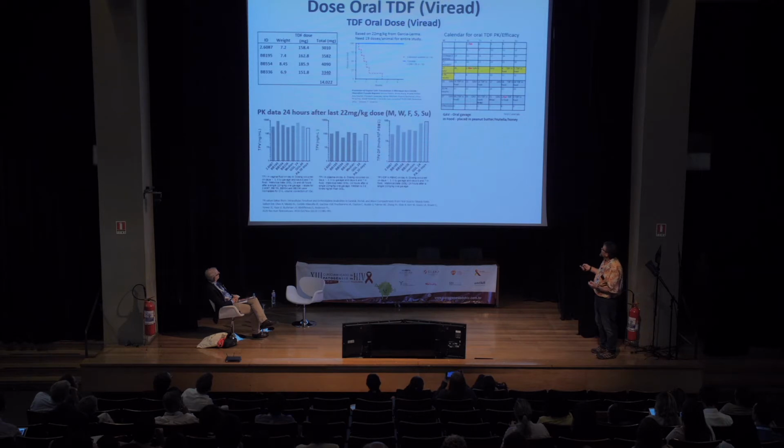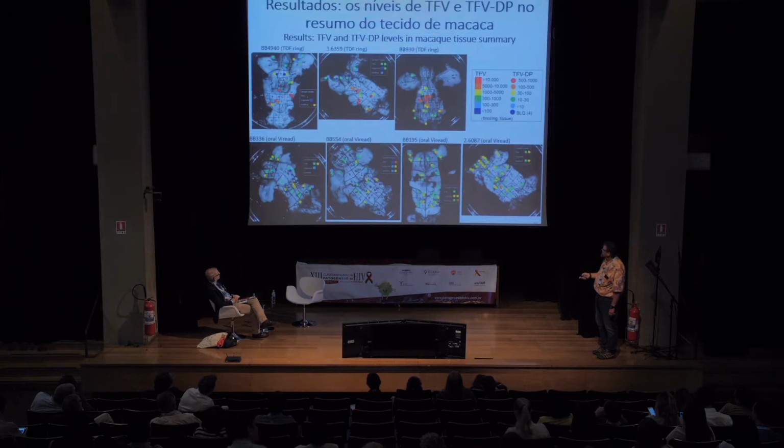So this just shows the oral PrEP was TDF, and it was 22 milligrams per kilogram, and this showed good protection in one study. And these are the data from the animal. So they put the drug in a treat for the animal that they like to eat, so you make sure they're going to eat the drug every day. And this just shows that we had good drug levels in the vaginal fluid and tissues and cells.